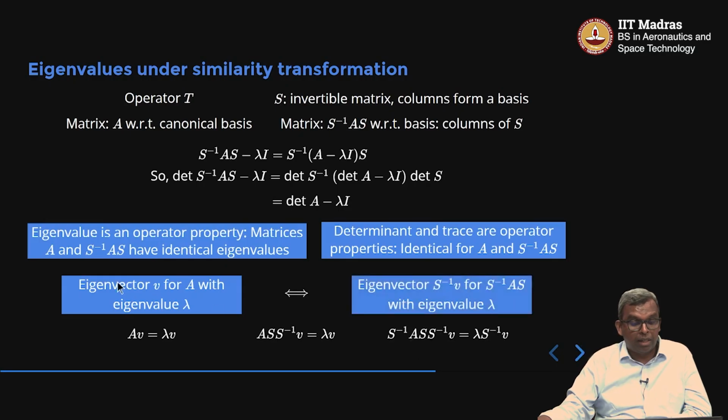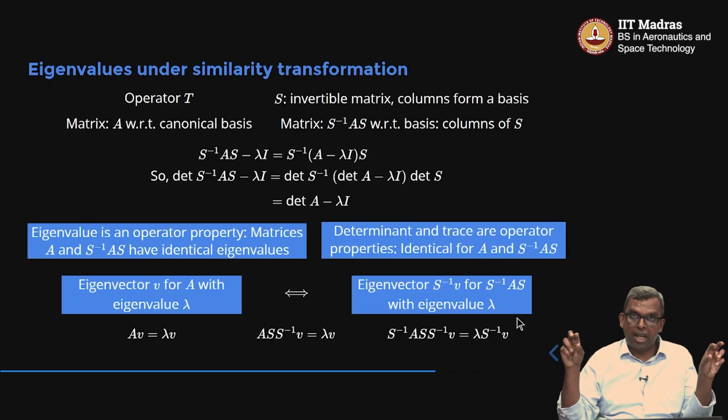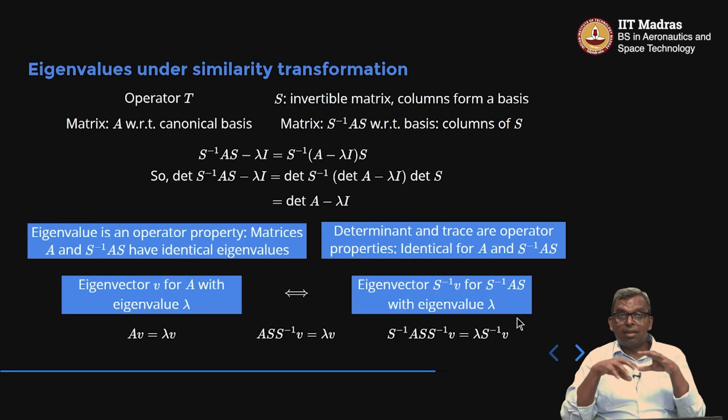So basically you see, if you have an eigenvector V for A with eigenvalue lambda, you get eigenvector S inverse V for S inverse AS with the same eigenvalue lambda. The eigenvectors go through a very simple translation. You go from V in A to S inverse V for S inverse AS. So this is an important idea.